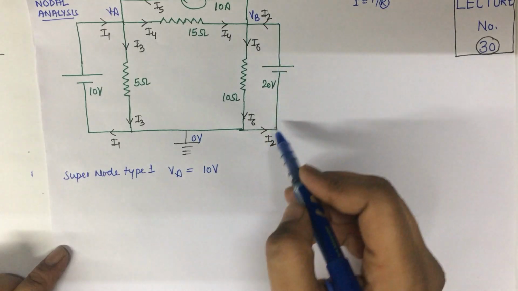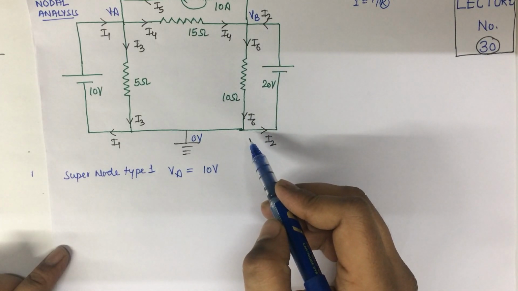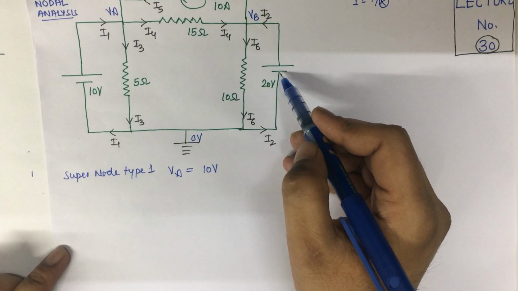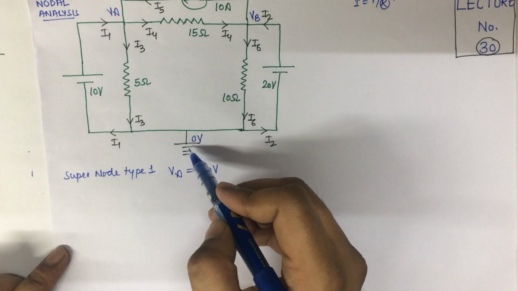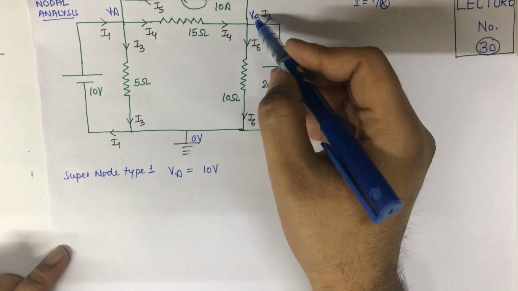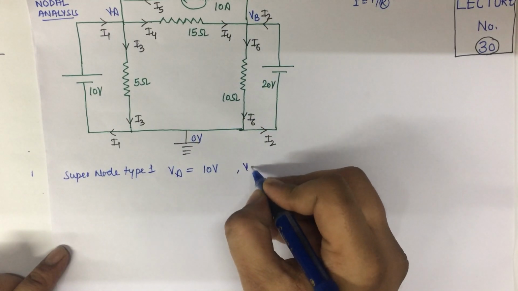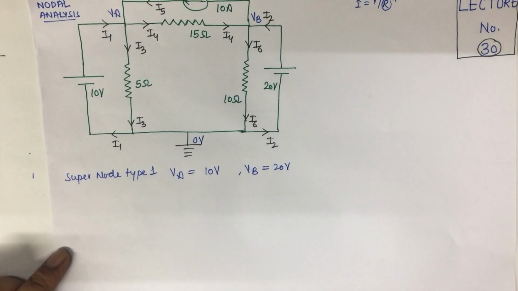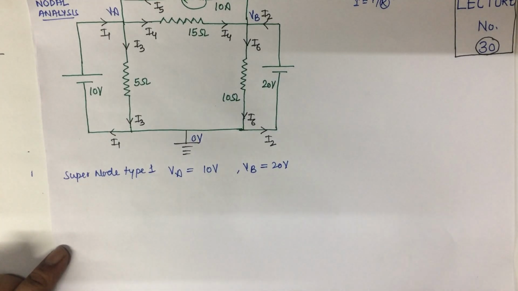The same condition applies here. This is again a branch in which there is no resistance, with a terminal at the reference node or zero potential, which means VB is equal to 20 volt. So here we find out VA and VB.